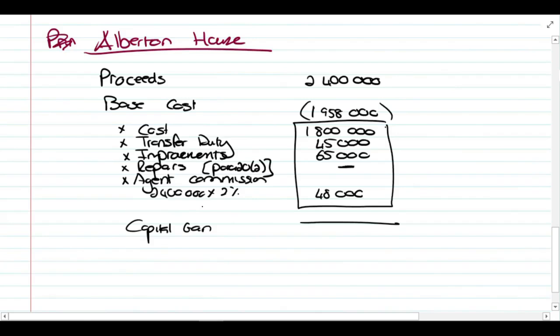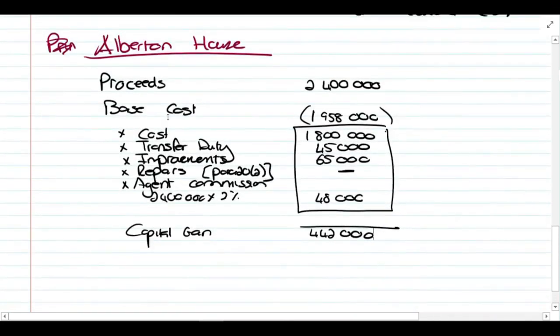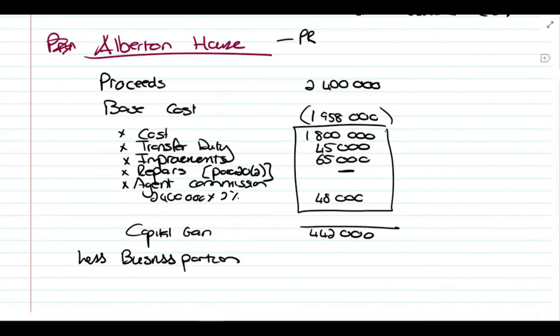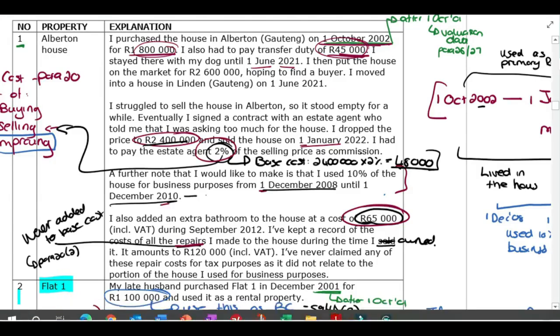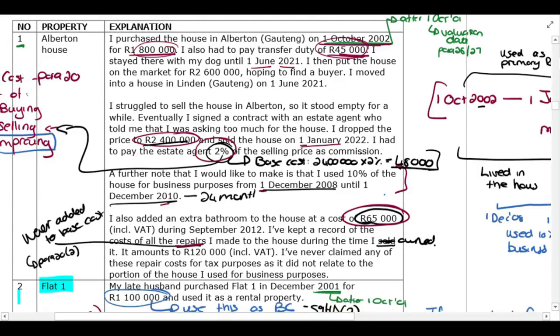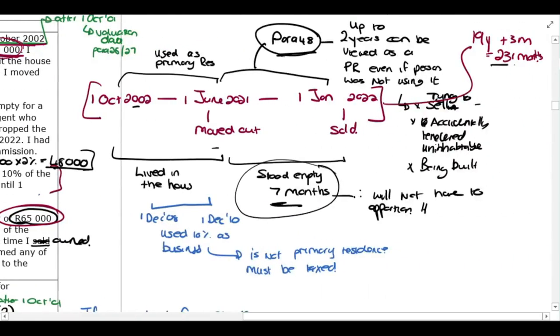That gives us a capital gain of $442. Now, we use this house as a primary residence. But first, we have to take out the business portion, because that business use is not primary residence. So what was the business use? The business use was for the period 1 December 2008 to 1 December 2018. So that is 24 months, which is 2 years. And we had it for a total of 231 months.